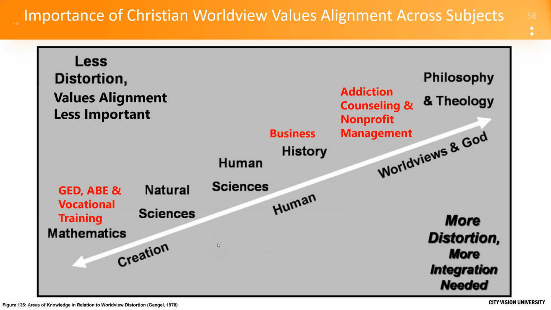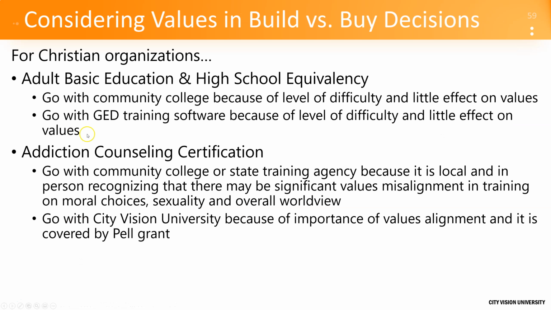So, the more the values alignment matters, it becomes more important, and the value alignment is less important over here. So this is just an example of a build versus buy decision. So adult basic education and high school equivalency, you decide that you want to go with the community college because of the level of difficulty. It's really difficult to do that really well, and it doesn't affect your values that much.